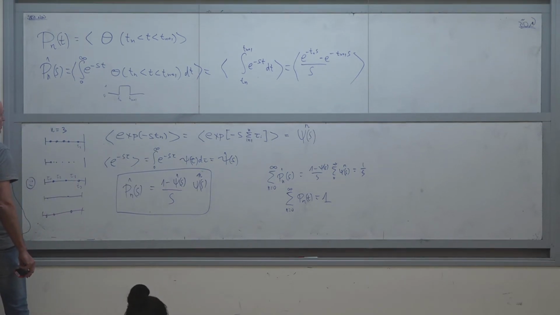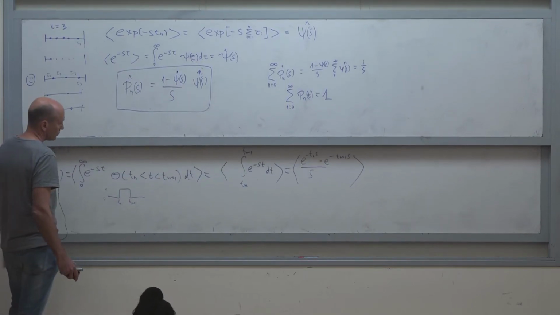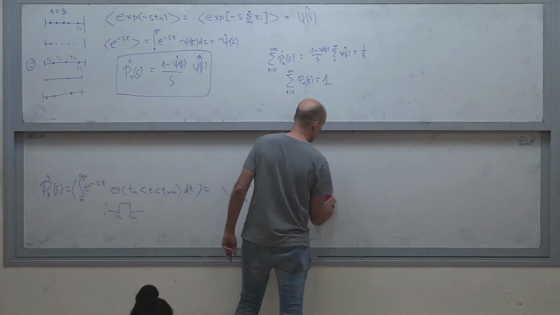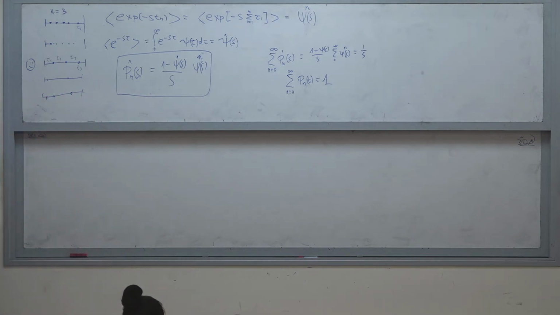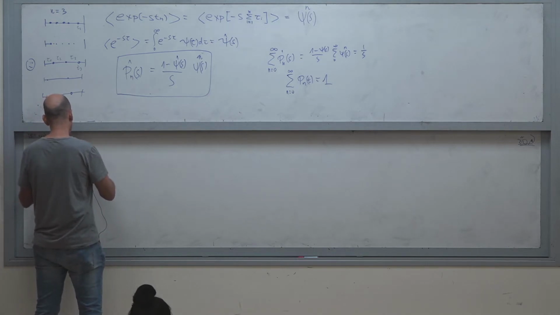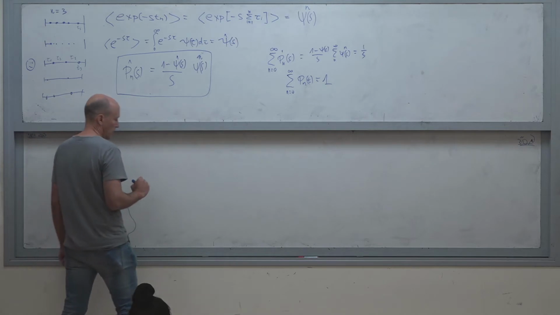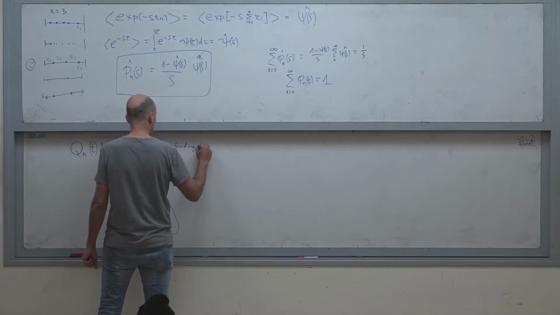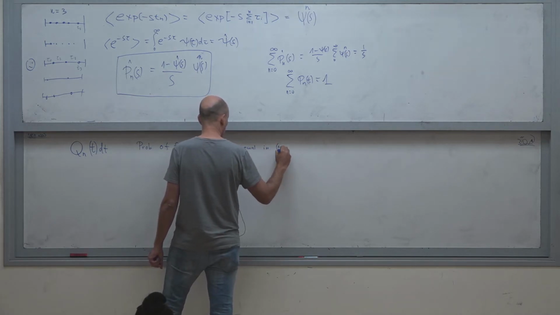So let me derive it in a different way. Might be clearer to you or not. We define Qn of t dt. This is the probability of finding the nth event, the nth renewal, in t plus delta t.